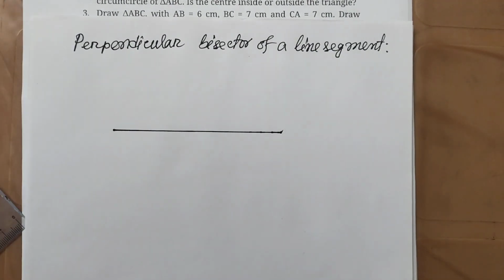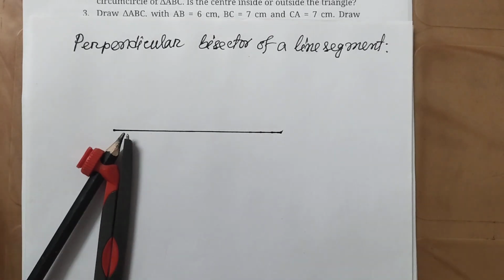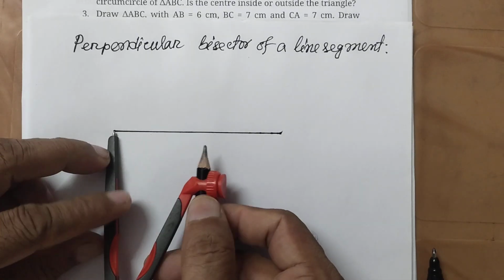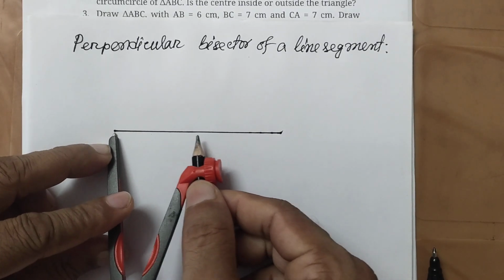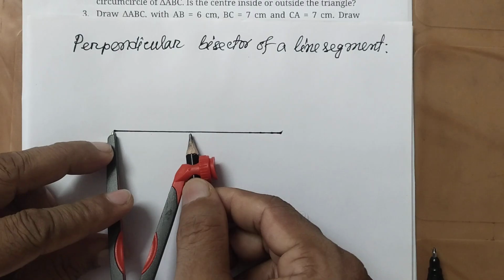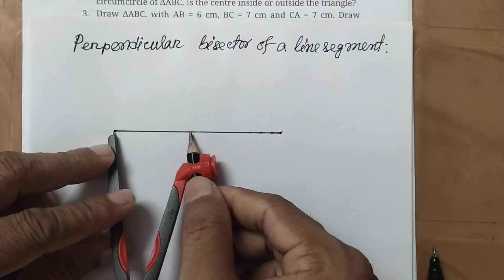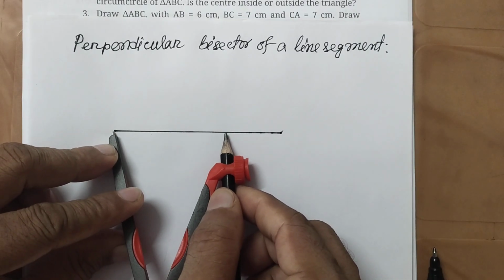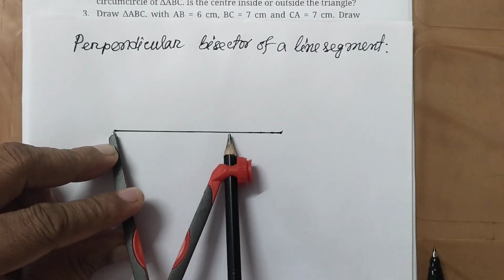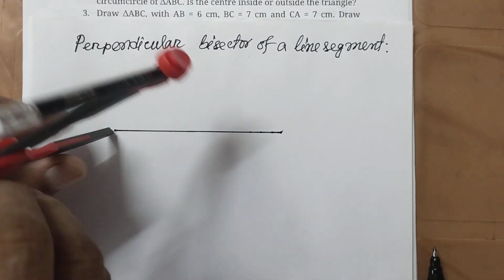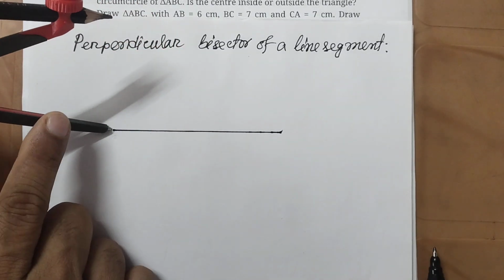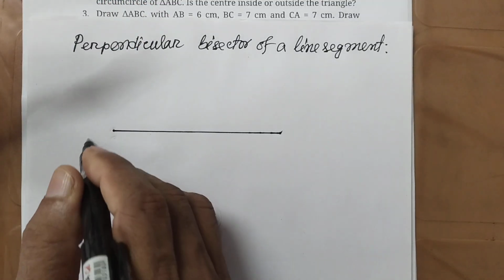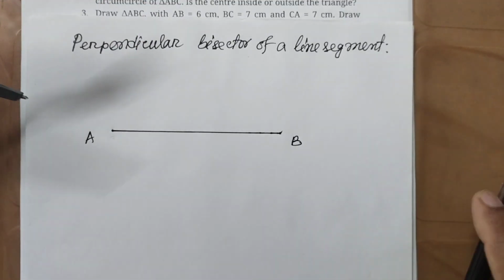Then you take the compass and you adjust the distance between the needles to a little more than 50%. This is the 50%, the half of that line segment, isn't it? And then a little more than 50%, this much, anywhere a little more than 50%. And then you draw an arc from one end point. You can mark it, say AB, drawing the perpendicular bisector of line segment AB.